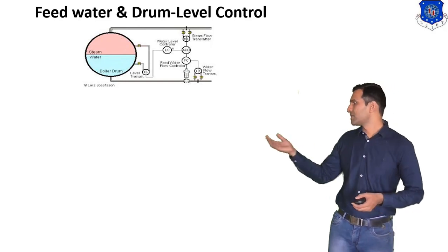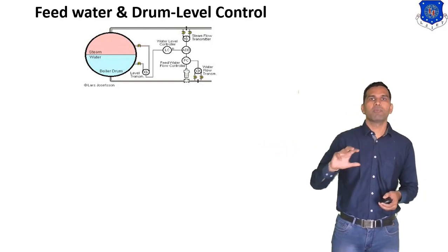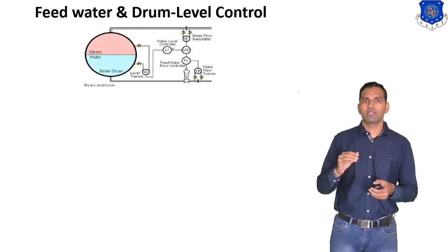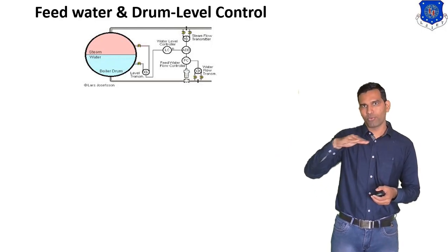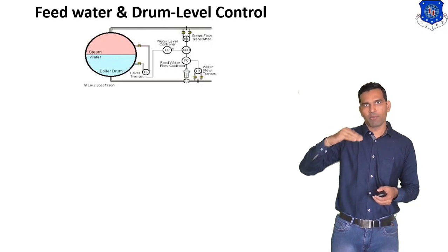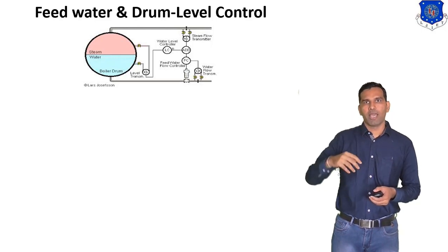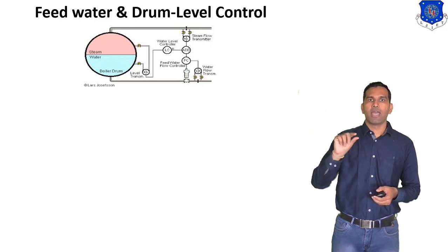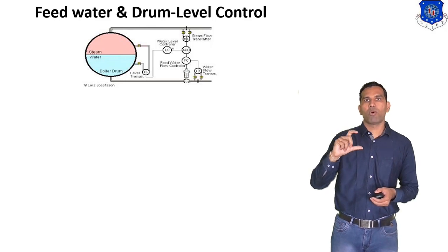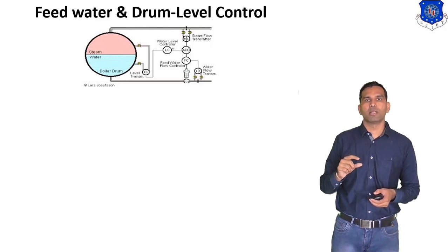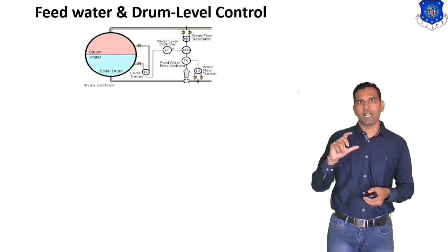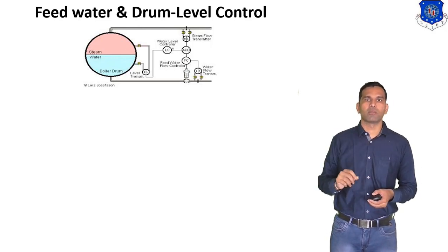Here is the figure, and this round shape indicates the drum. We see the drum is half full with water, and the upper portion indicates the steam. The steam is generated and goes outside. We use the level controller to control the level of the water inside the boiler drum. LT indicates the level transmitter, that means it transmits the level of the water.